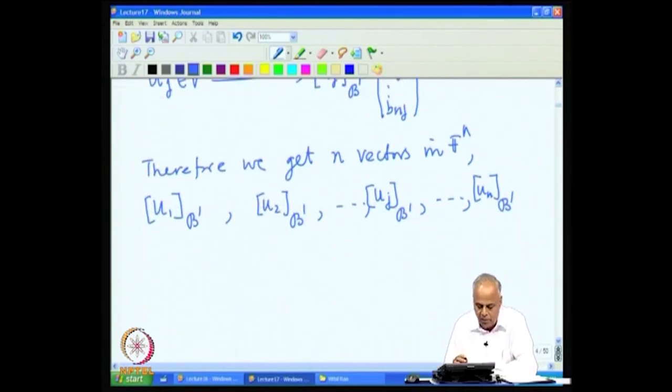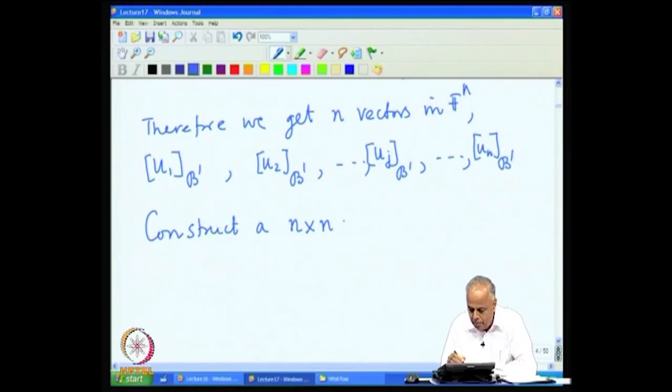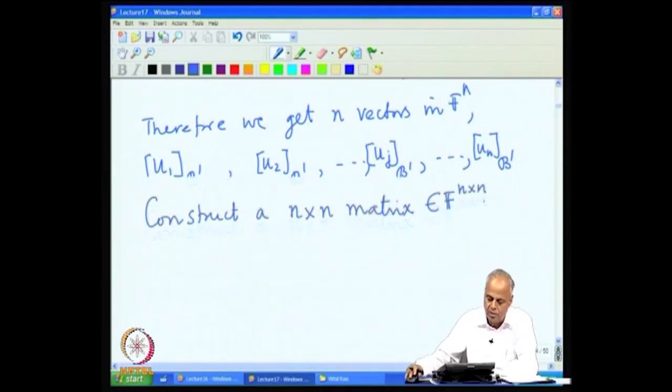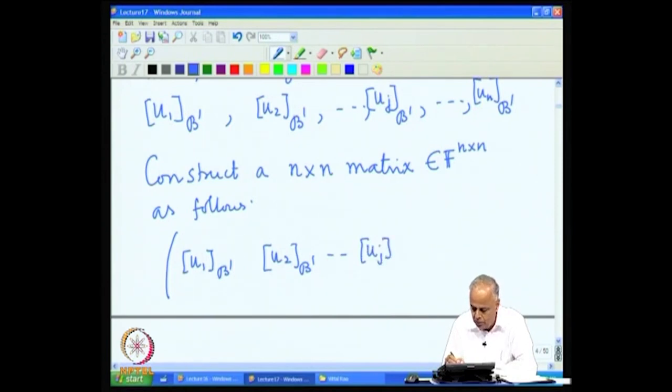So, thus we get n vectors in F^n, and we put them all together in the form of a matrix, the first column of which is the representation of u_1 in the B prime basis, the second column of which is the representation of u_2 in the B prime basis, and so on. So, now we construct a matrix with n columns, and each column is in F^n, so it will have n rows, so it will be an n by n matrix. Since all the entries are from F, it will be an n by n matrix in F^(n×n) as follows. Its first column is u_1 B prime, its second column is u_2 B prime, its jth column is u_j B prime, and so on, its nth column is u_n B prime.